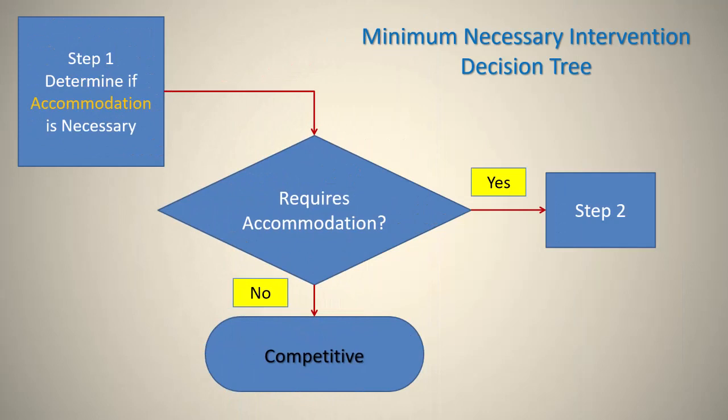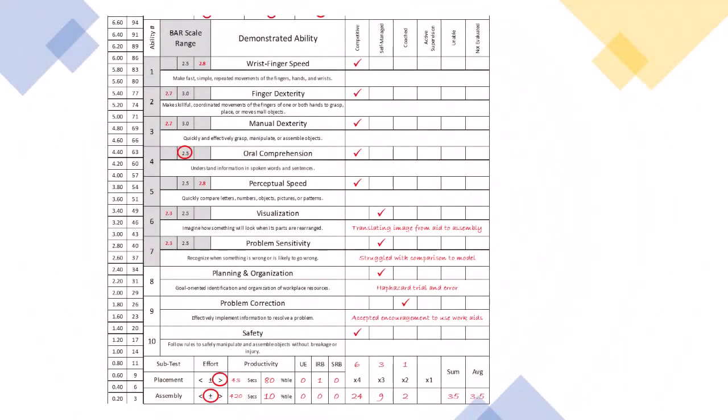The first step is to determine if accommodation is necessary. If accommodations are not necessary, the rating is competitive. For this particular task, the person doesn't need any interventions. But if one or more interventions are necessary, go to step 2. Susan rated Joanna at the competitive level for 6 of the 10 variables, including 5 of the ONET variables. She didn't need to intervene to assist Joanna.